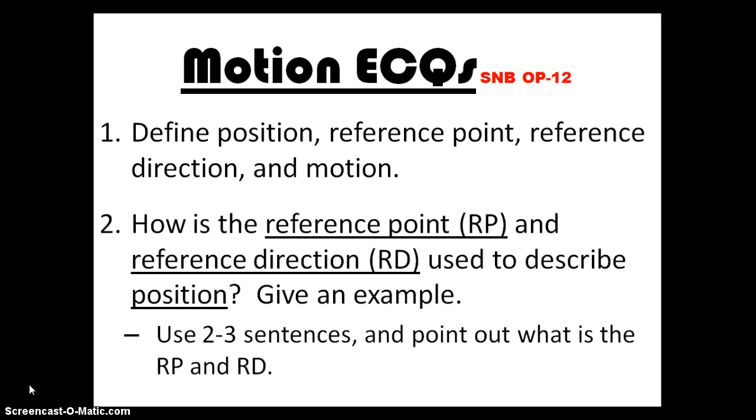Number 1, define position, reference point, reference direction, and motion. And then leave a few spaces and write down everything for number 2. Number 2 says, how is the reference point, or RP, and the reference direction, RD, used to describe position? Give an example. Please do write down the instructions. It says use 2 to 3 sentences and point out what is the RP and RD. You can pause the video now so everyone can finish writing this down before moving on.